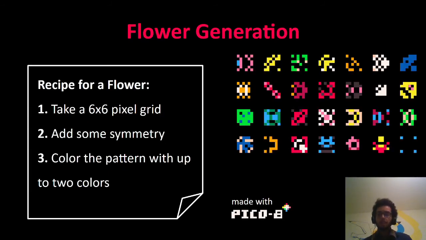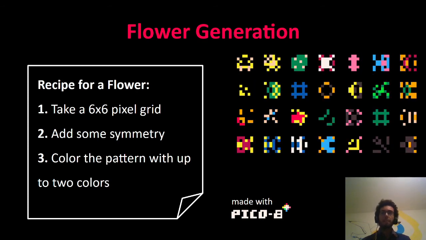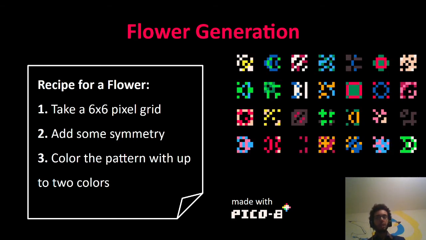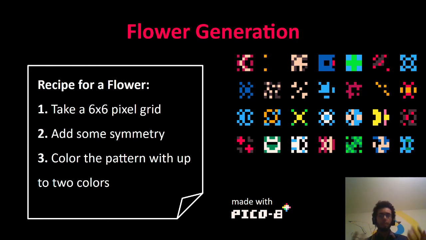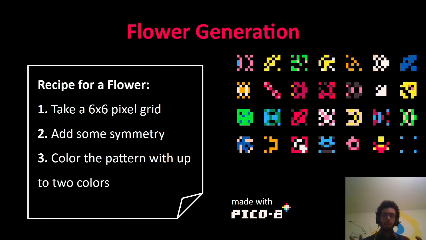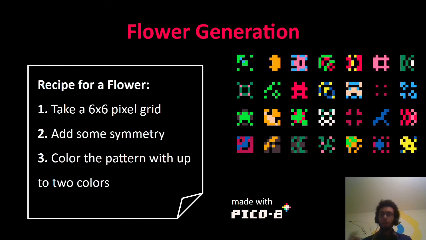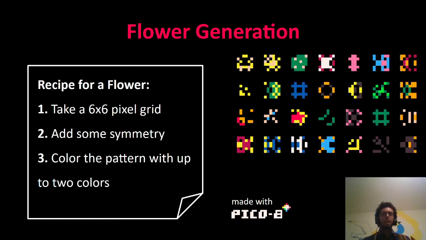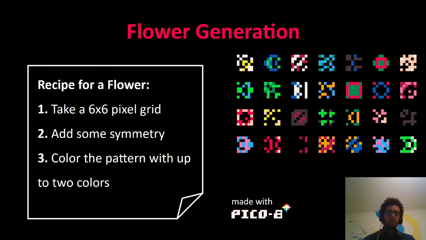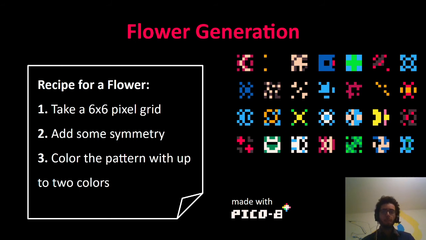And the recipe to create a flower in the game is actually very, very simple. You just take a 6x6 pixel grid, you put some symmetry on it, horizontal symmetry, diagonal symmetry, everything, and you color this pattern with up to 2 colors. Since this is a Pico 8 game, this means that the colors I use are already balanced. They already match well together. So the visuals, they are strange, but sometimes they seem compelling.